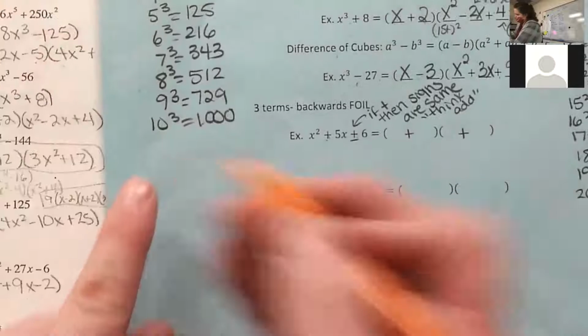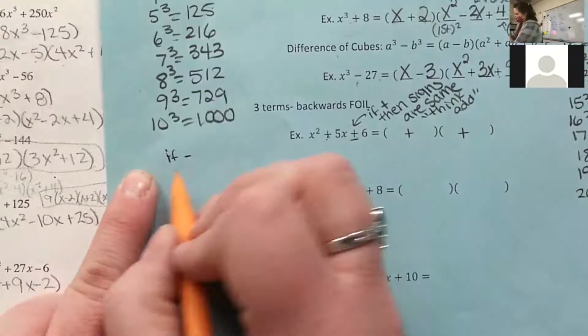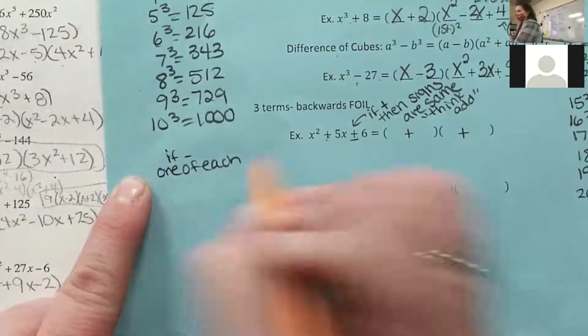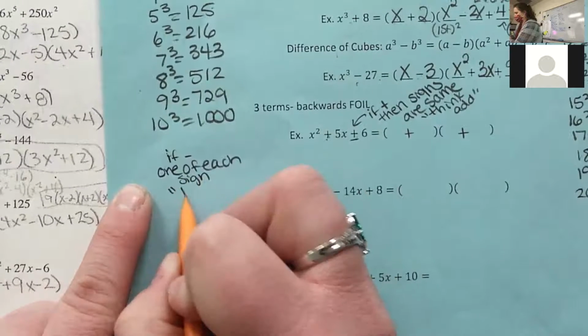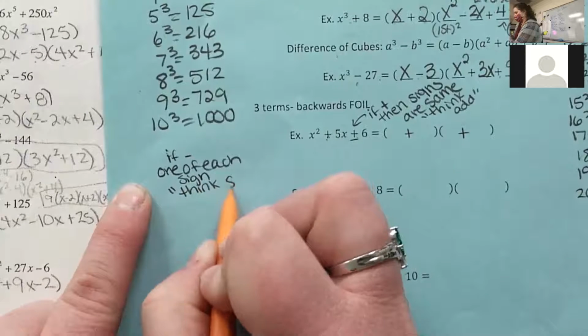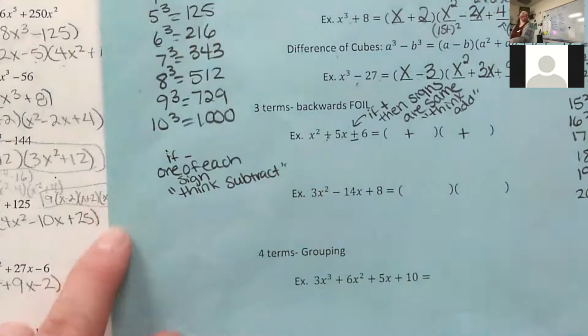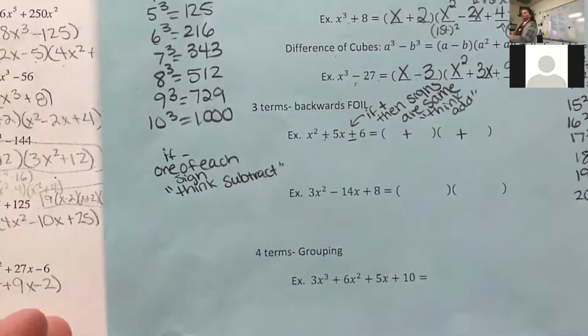Okay, so now if it's a minus, then you got one of each sign. One of each sign. And you need to think subtraction. And the thinking parts will come in when I explain it more.